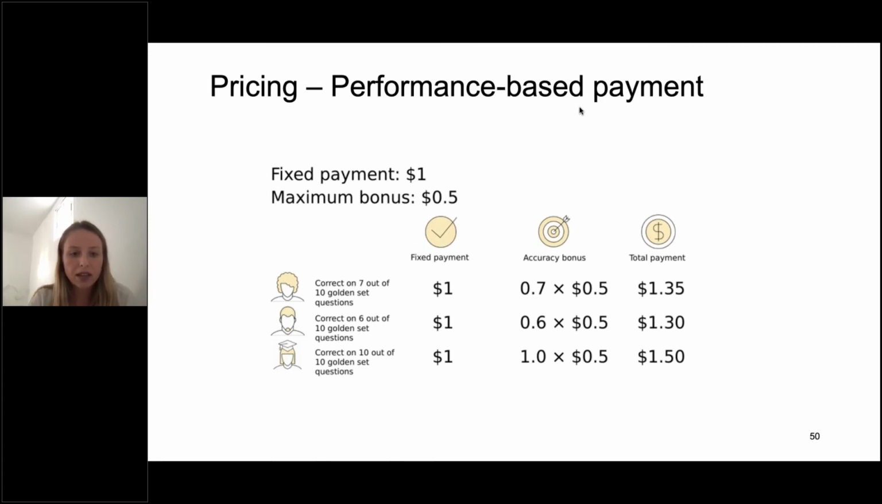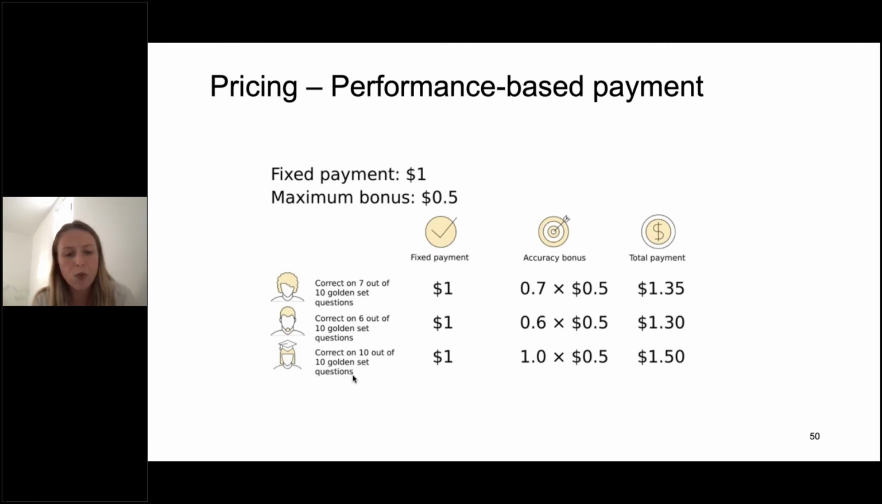So in this case, normally, everybody is paid $1. But if they are scoring very well on our control tasks, for example, they did 6 of them well out of 10, they should get 30 cents more on this one. If they've done 7 control tasks out of 10, they should have an increase of 35. And actually, if they are doing everything perfectly, they should even have a bigger bonus.